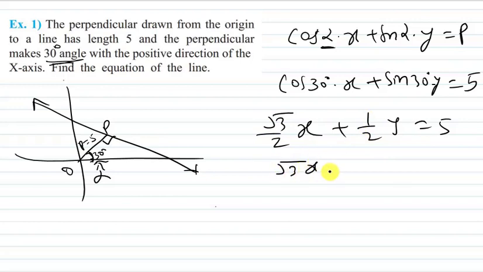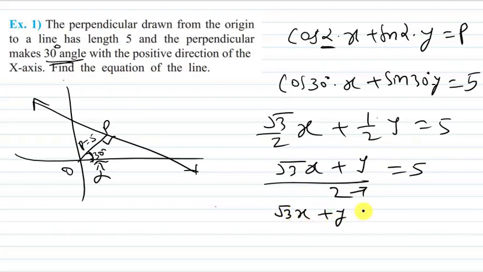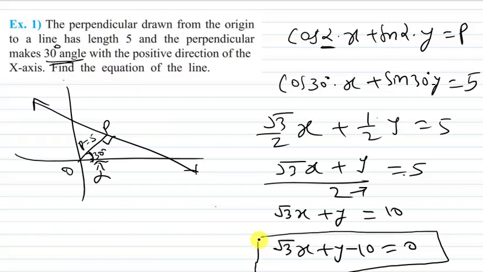Here the base is same. So what I will have, I can directly add the numerator. Root 3x plus 1 into y upon 2 equals to 5. Just take this 2 to the right hand side. What I will have? Root 3x plus y equals to 2 into 5, 10. Take this 10 to the left hand side. What I will have? Root 3x plus y minus 10 equals to 0. So this is the required equation of the line.